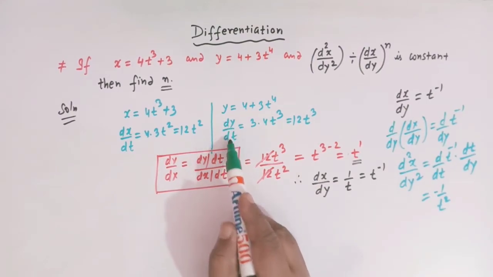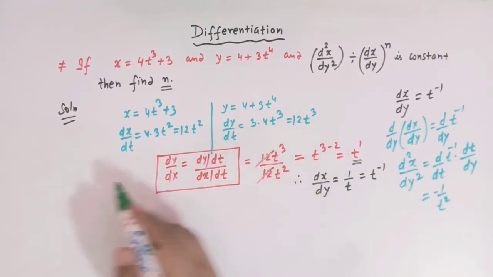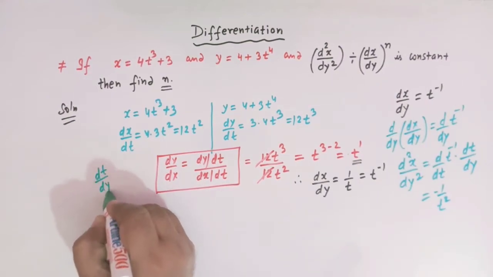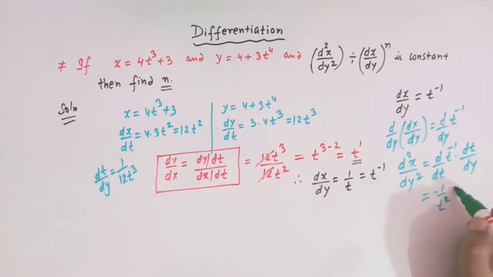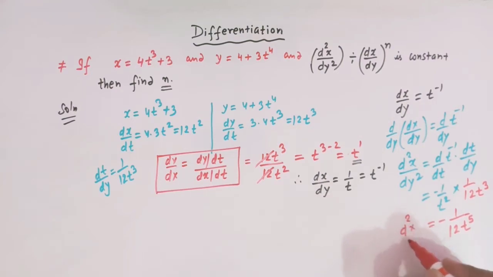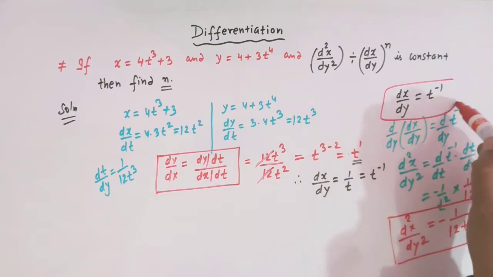Here we have dy/dt equal to 12t³, so dt/dy is 1 over 12t³. Here we can substitute the value of dt/dy, so we have 1 over 12t³. So this is minus 1 over 12t⁵. The value of the second derivative of x with respect to y is given by this expression, and we have already obtained dx/dy.